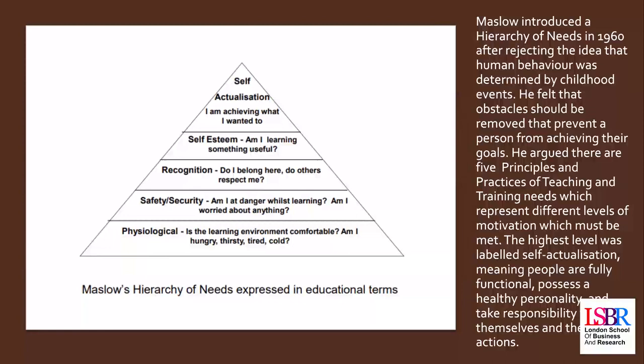So at the top, we've got the highest level, which is self-actualization. I am achieving what I wanted to. And this means that people are fully functional. They possess a healthy personality and they take responsibility for themselves and their actions. So at the bottom, physiological. So this is one of their needs that needs to be met.